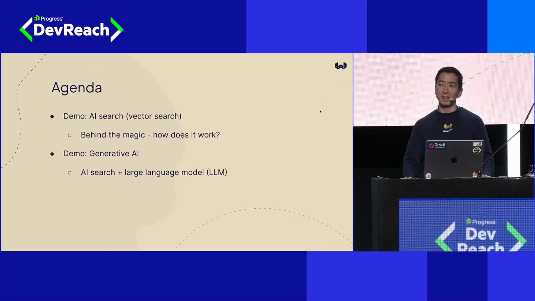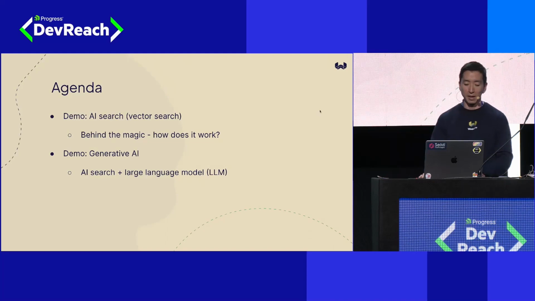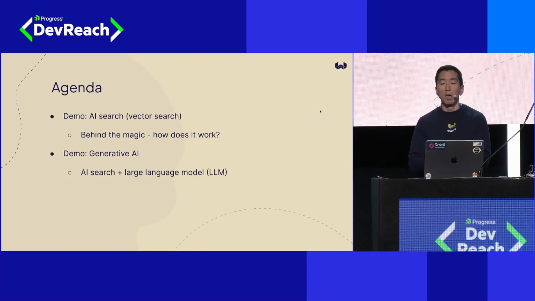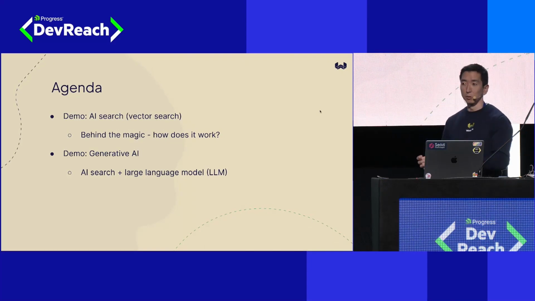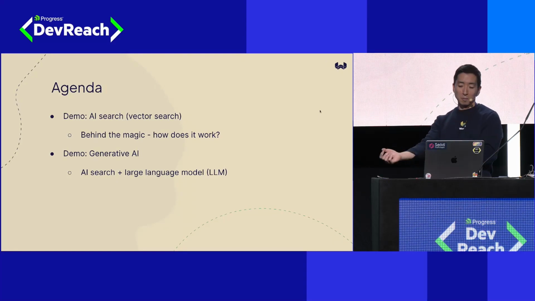I'll be talking about AI in two different ways today. One is AI search. As we progress through the talk, I'll talk a little bit less about AI search and more about vector search or semantic search, which is what I mean when I say AI in that context. And of course, I'll drill a little bit into the why and the how of the magic that makes the AI search work.